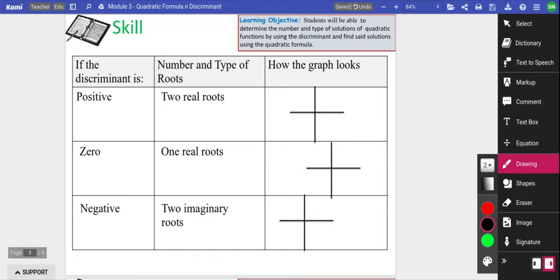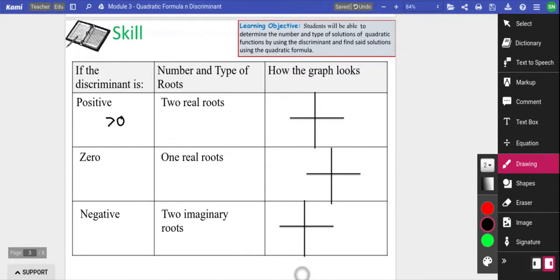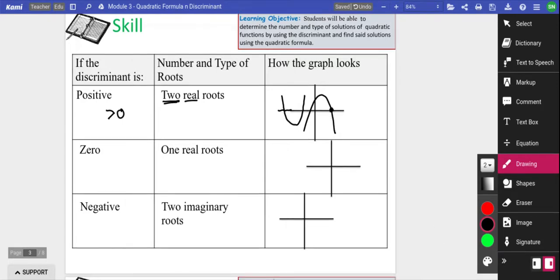Option 1, the discriminant is positive. That means bigger than 0. If that's the case, we have two real roots. That means that the parabola, that's the graph, crosses the horizontal line twice, whether it's opening up or opening down, it crosses twice. So this and this would be the solution for that one. This and this would be the solution for the other one.